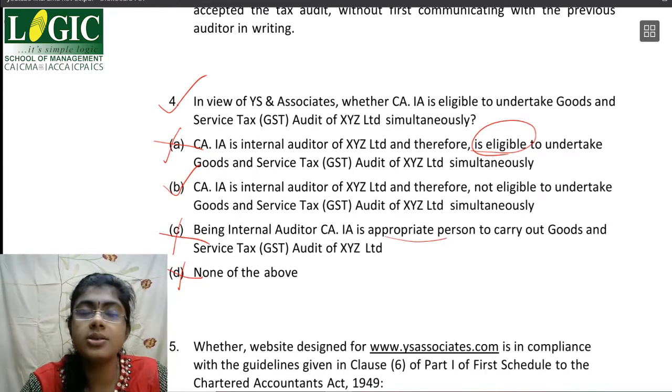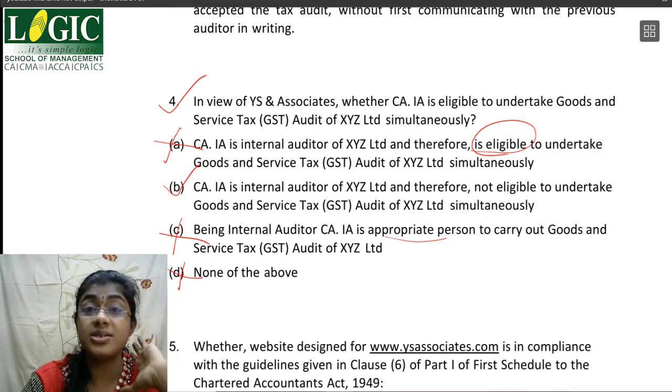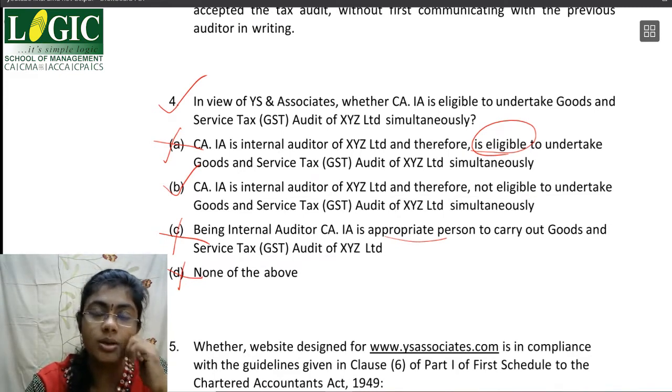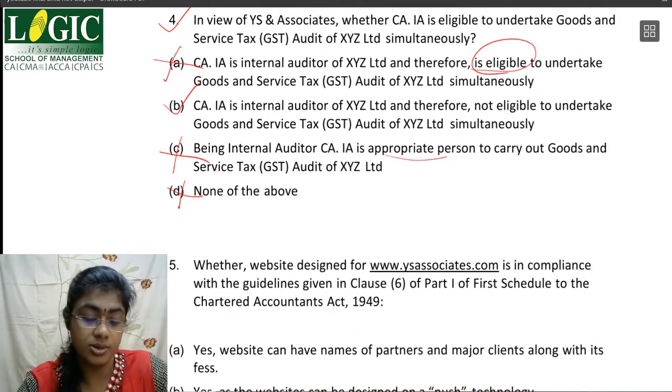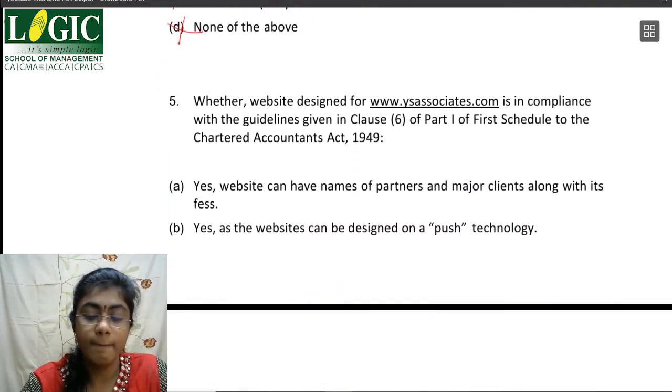This is again related to ethics ESB decision. Students, there are 21 ESB decisions. One of the decisions is this particular one: internal auditor not to be appointed as GST auditor.